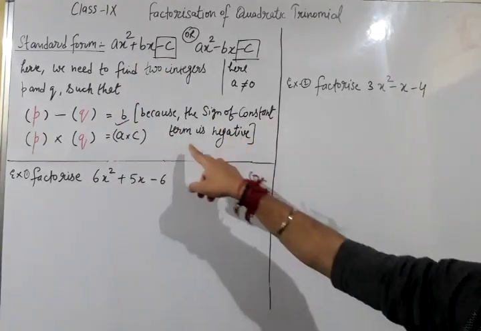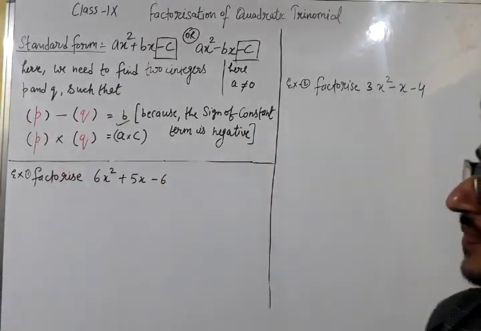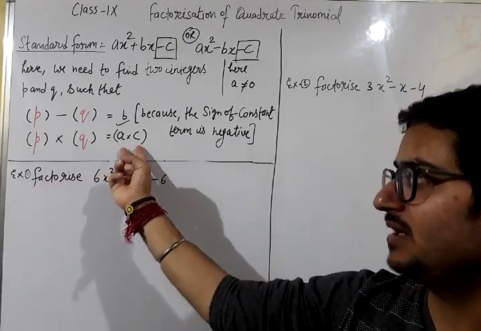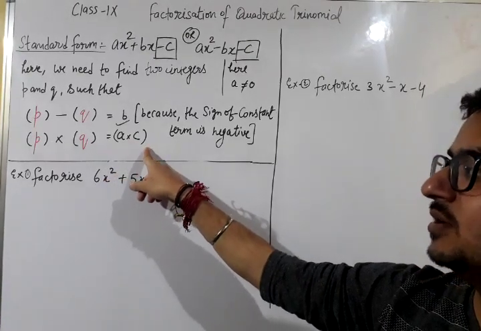Because the sign of the constant term is negative, therefore we will find the difference, and the product of these two numbers should be equal to a multiplied by c, where a is the coefficient of x square and c is the constant term.